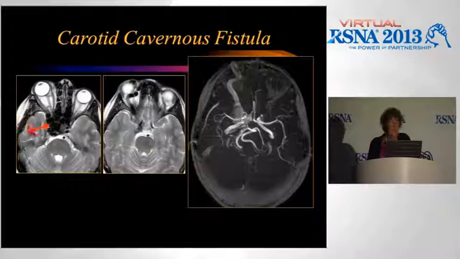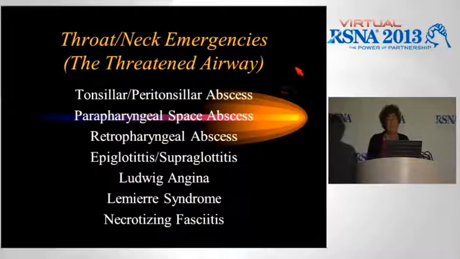You see all these flow voids in the cavernous sinus on the right, a very large superior ophthalmic vein here, and then, of course, on the MRA, you can see the vein coming forward from this large cavernous sinus, which is pathologic. So I want to go now to neck and throat emergencies.